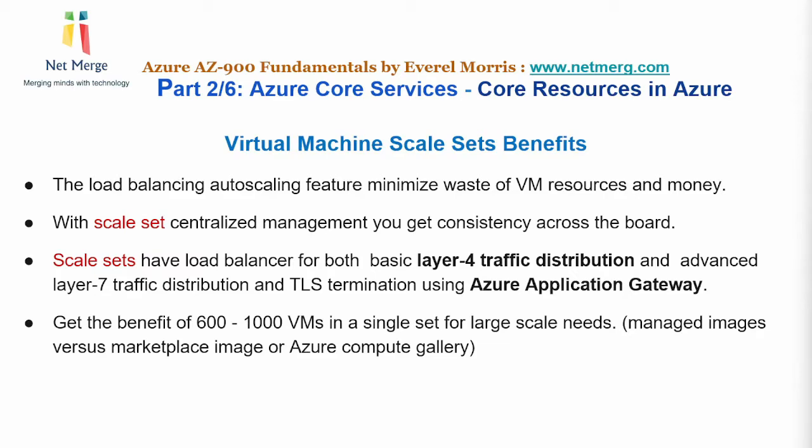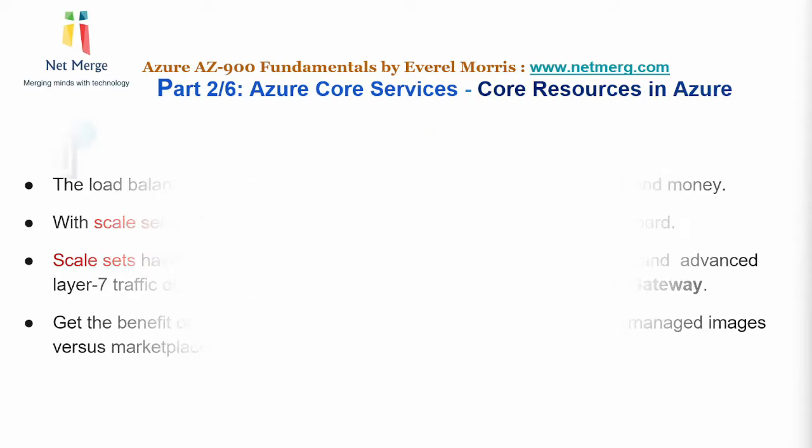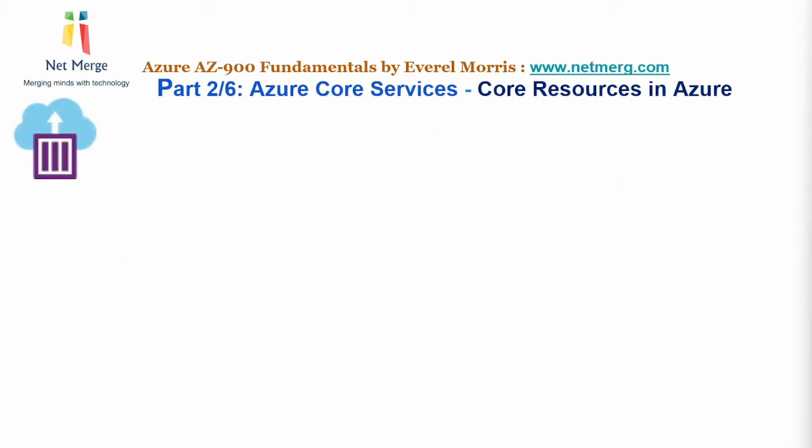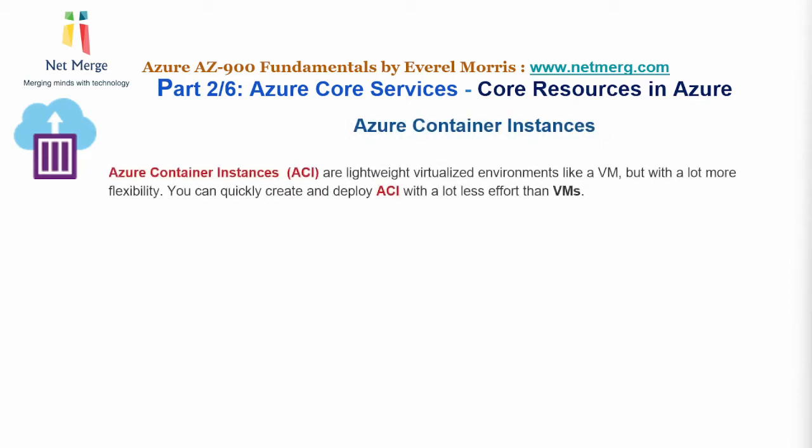So again, you could use a managed image or you could pull your images from the marketplace to help facilitate the VM creation when you want to do that. You could also use the compute gallery images to create the images that you need for your virtual machines for Windows or Linux. Now let's see what else we got here. So that's it for virtual machine scale sets. Let's talk about containers and container instances.